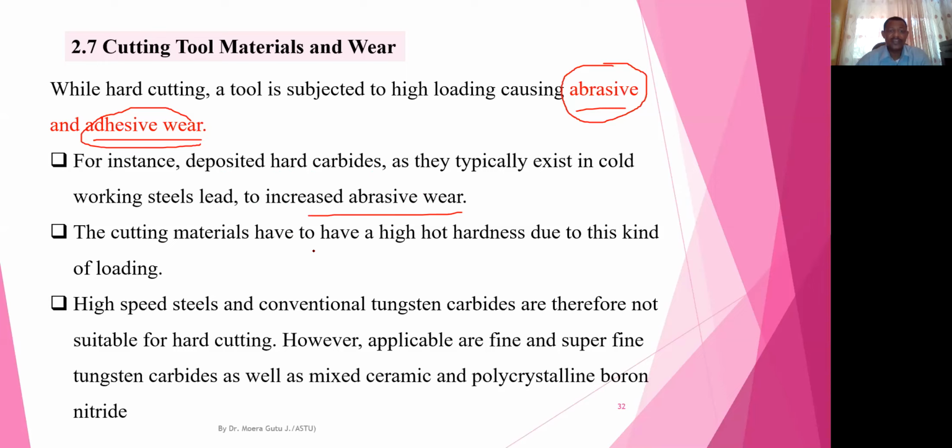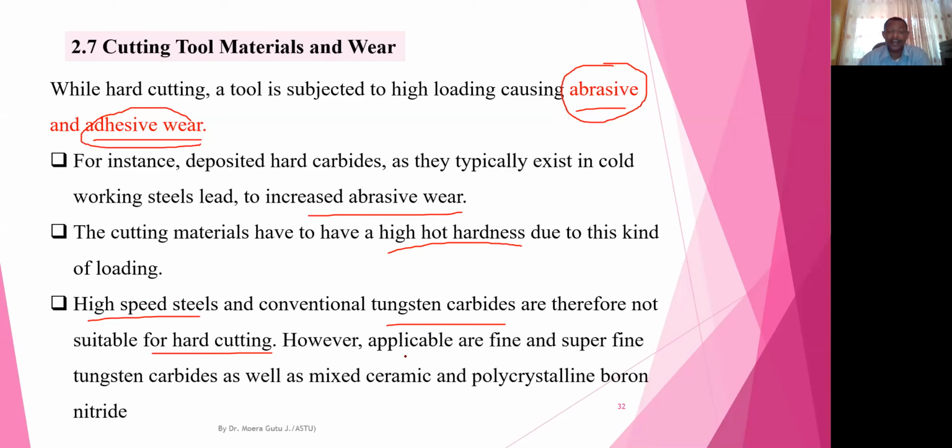The cutting materials have to have high hot hardness. Hot hardness, as a cutting tool property, is the tool material's capability to maintain its strength and hardness at high temperature due to this kind of loading. So any tool material should have high hot hardness. High-speed steels and conventional tungsten carbides are therefore not suitable for hard cutting. You have to remember that high-speed steel and tungsten carbides cannot be suggested for hard cutting.